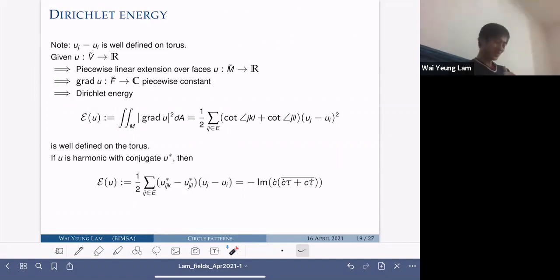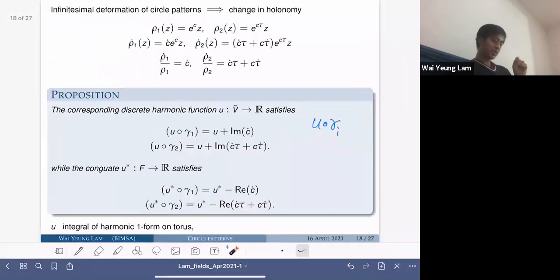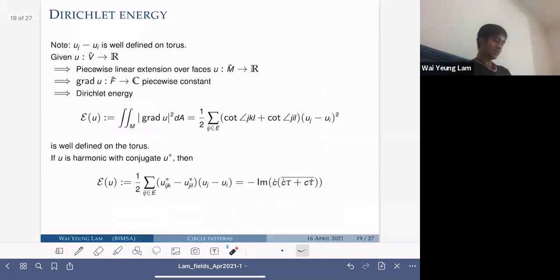Just recall, our goal is to prove the local holomorphism. What we are going to do is consider the Dirichlet energy. So here is the game. The first observation is that if you have this harmonic function U and consider the difference of U, actually this is well defined on the torus. It is because if I shift by gamma, then I differ by a constant. If I have two adjacent vertices, uj and ui, and compute the difference, this constant will be gone. That means this value over edges is well defined on the torus. Keep this in mind.